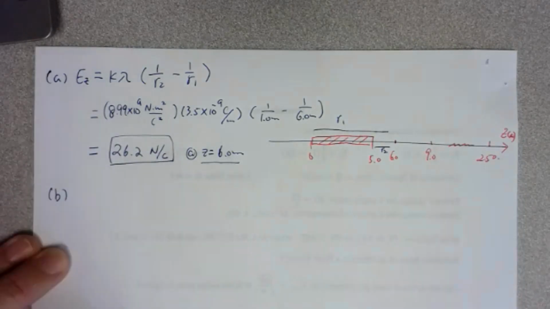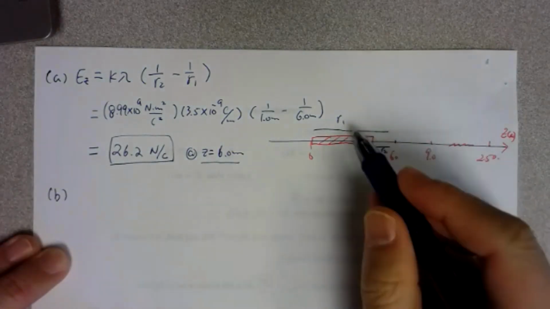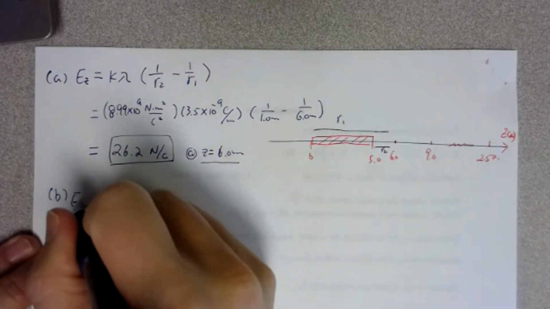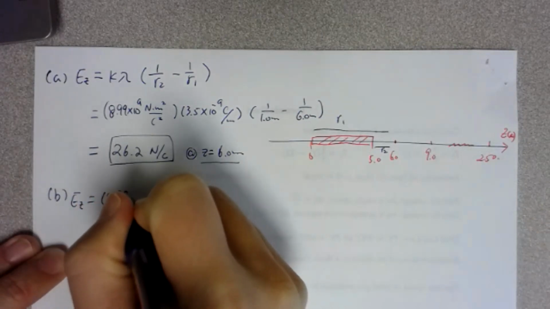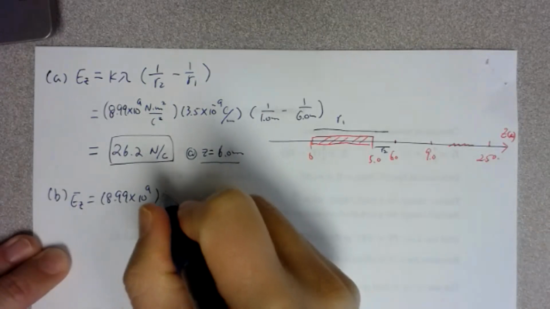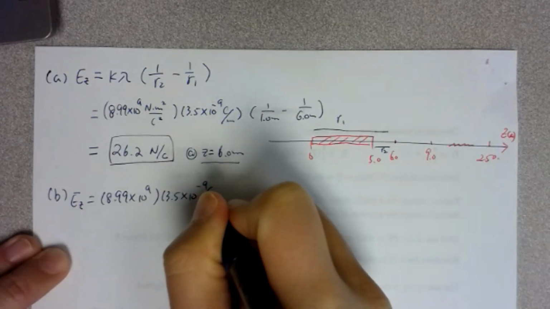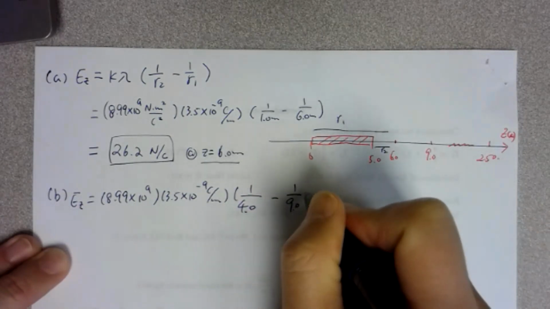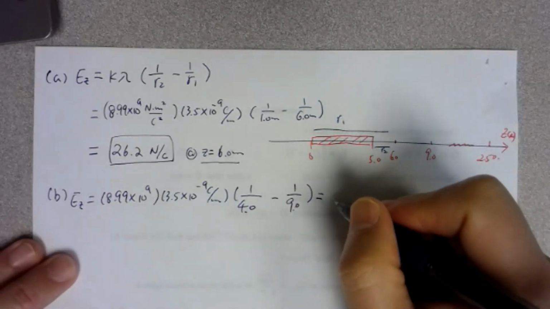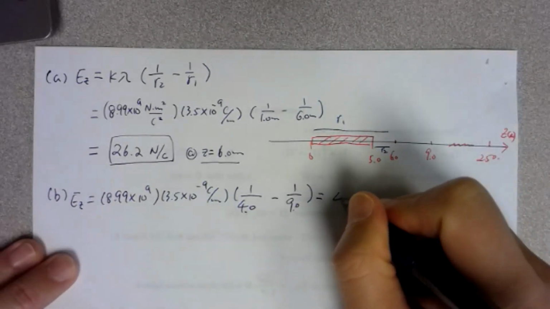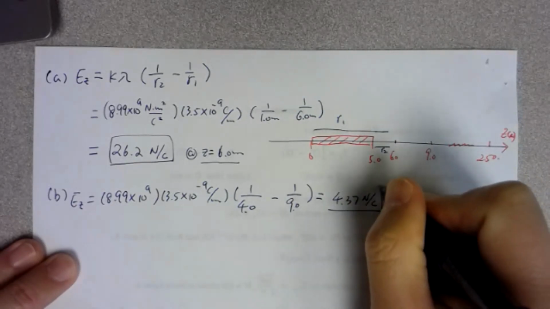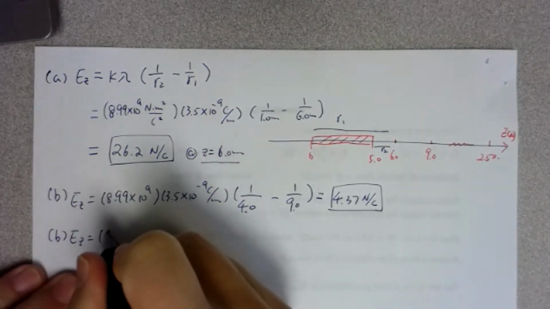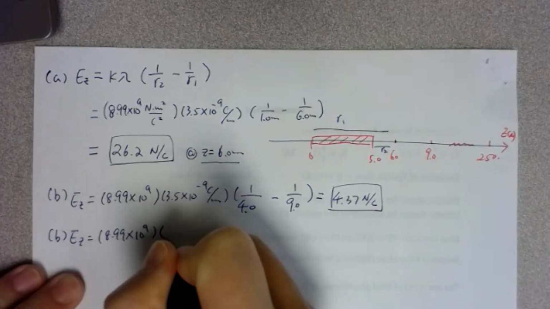And then for B, it's the same. You just plug in the numbers. Now, r1 being 9, r2 being 9 minus 5, which is 4. So in this case it's k lambda, again 8.99 times 10 to the 9th. You might just drop the units for right now, just making sure they are in SI units. So 1 over 4 minus 1 over 9. Okay, so this will give you 4.37 newtons per coulomb.